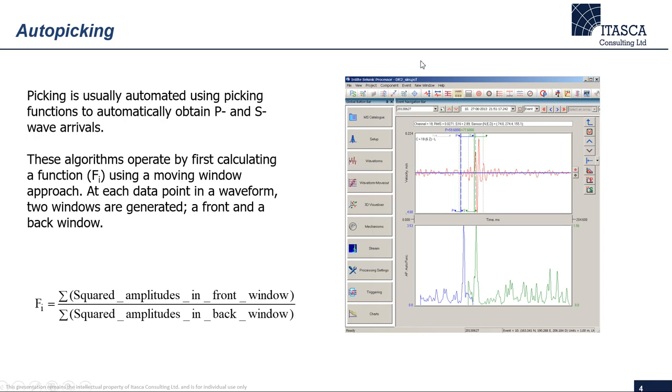We can see here, and we will see that in InSite, what is called the picking function, that is the value of the ratio between the total amplitude contained in the front window and the back window. The peaks, or the maximum in this function, are used as the picking for the detection of the arrival.